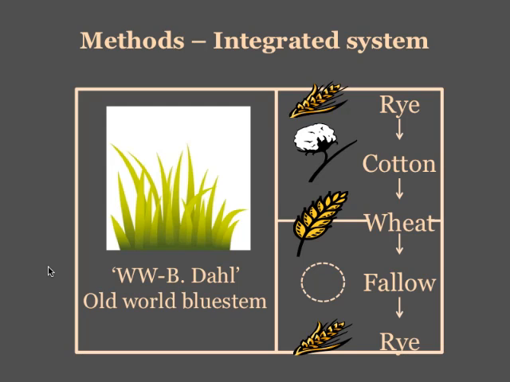Rye followed by cotton, so the cotton would be no-till planted into the rye. Following the cotton, we would come to the wheat. Then the next summer, we would have a fallow, and then finish up going back to rye in the fall. So while we have rye in this field, we would have wheat in this field. While we have cotton in this field, we have fallow in the other field, and then when we get to the fall again, back to wheat here and rye here.